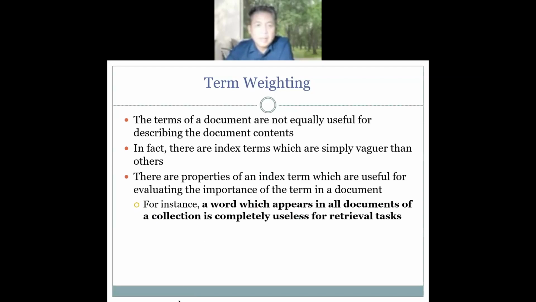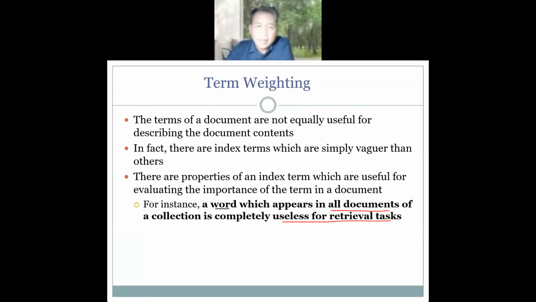For instance, a word which appears in all documents of a collection is completely useless for retrieval. So this is another reason why they use term weighting. A word may appear in all documents, meaning that the word cannot be used to differentiate the documents, because that particular word exists in all of the documents. So that word is useless for retrieval tasks.